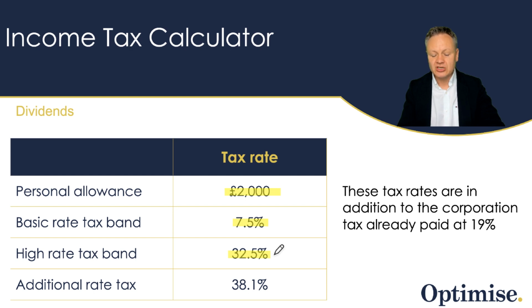And then once you get to additional rate taxpayer, then you start to pay 38.1% tax on those dividends. And please do note, if you are extracting money from your limited company, you would have already paid corporation tax of 19% from your company. So this is a double taxation effect.